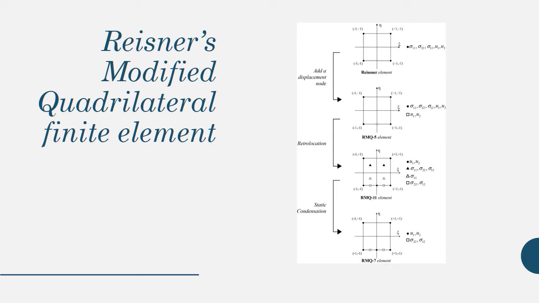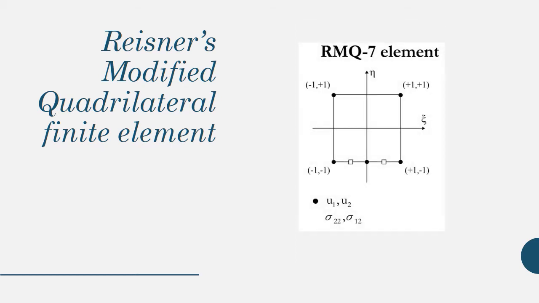So RMQ11 is when we start from the parent element and add a displacement node. Then with the direct location we will get the RMQ11. As followed with static condensation, we will obtain the RMQ7 with 7 nodes. This RMQ7 with 7 nodes can have 5 displacement nodes and 2 stress nodes.